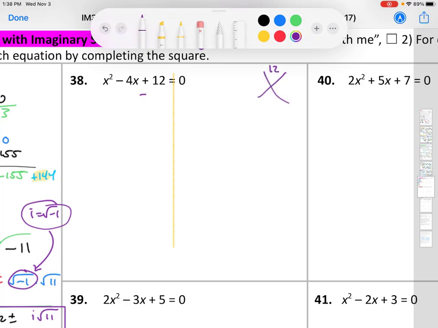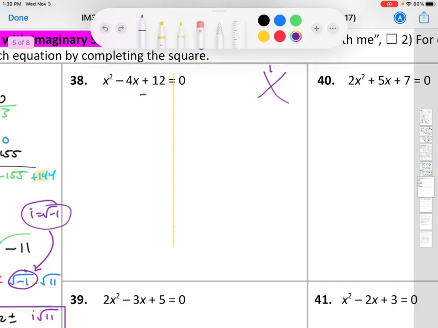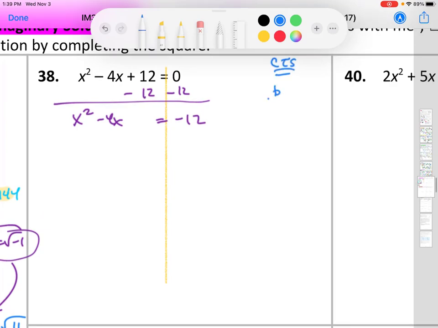So this is not factorable, right? There's no two numbers that multiply to be 12 but add to be negative 4. So I'm going to subtract 12 from both sides. And this lets us complete the square. So CTS, completing the square, is a formula of b over 2 squared. Our b value here is negative 4. Negative 2 squared is 4.